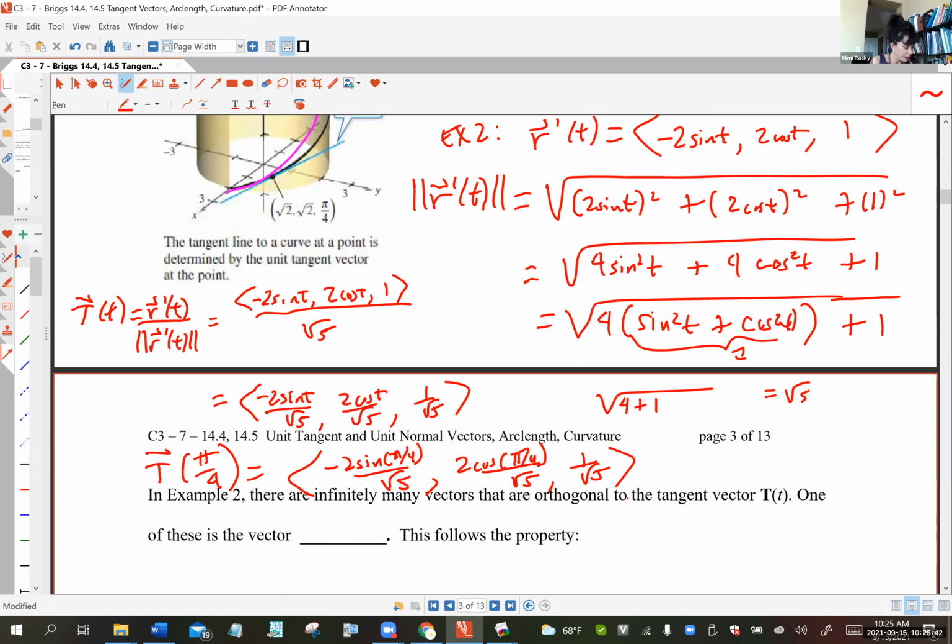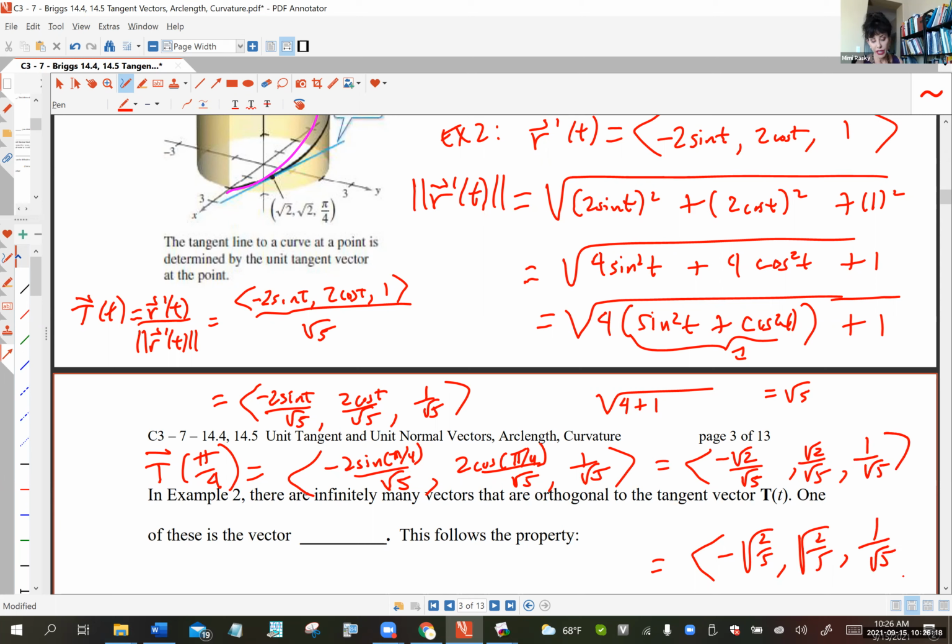And then after cleaning it up a little bit and reducing, I claim that you'll have a lot of 2's cancel. So the first component after canceling will be negative square root of 2 over square root of 5, which you can leave like that. I don't care. If you want to impress me, that can be written equivalently as negative the square root of 2/5, but I don't care. And the second component is square root of 2 over square root of 5, which is also the square root of 2/5. And finally, 1 over square root of 5. Okay? And that is the unit tangent vector evaluated when time t is pi/4.